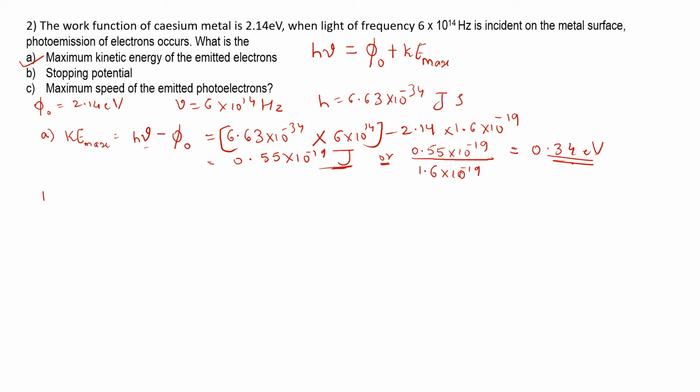Next, the second one, that is stopping potential. What is the relation between stopping potential and maximum kinetic energy? Stopping potential is given by V naught. We know that maximum kinetic energy is equal to E into V naught, right? You have seen this when I was saying the conclusions. So we want V naught. V naught is equal to maximum kinetic energy divided by E. What is E? 1.6 into 10 raised to minus 19.